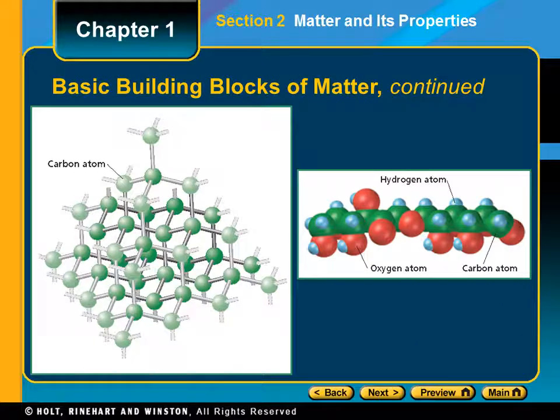These diagrams here show you different ways to model these atoms in terms of compounds. So you can see in the stick model on the left, you have carbon atoms that bond into other things. In the diagram on the right, you see hydrogen atoms bonded to oxygen atoms bonded to carbon atoms. So this gives you an idea, as we structurally model these things, what compounds might look like.